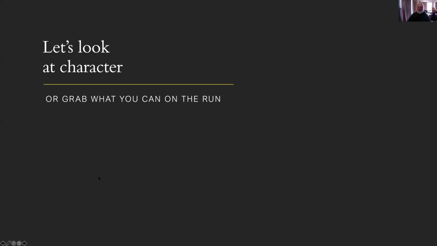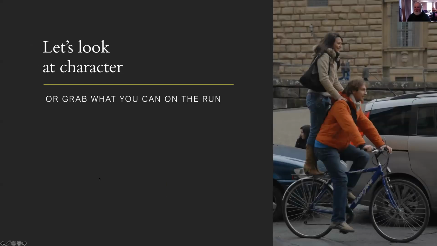I'm having problems with my PowerPoint because it's just not coping with the programming I put in. But being prepared to grab pictures on the run, having your camera, phone, whatever it happens to be at the ready, you can just get some great pictures.